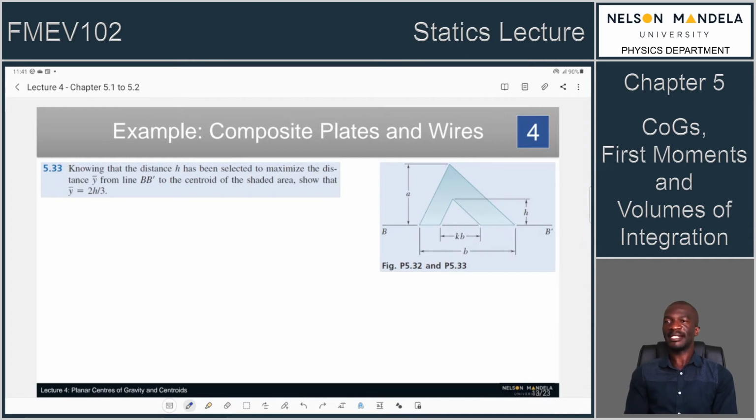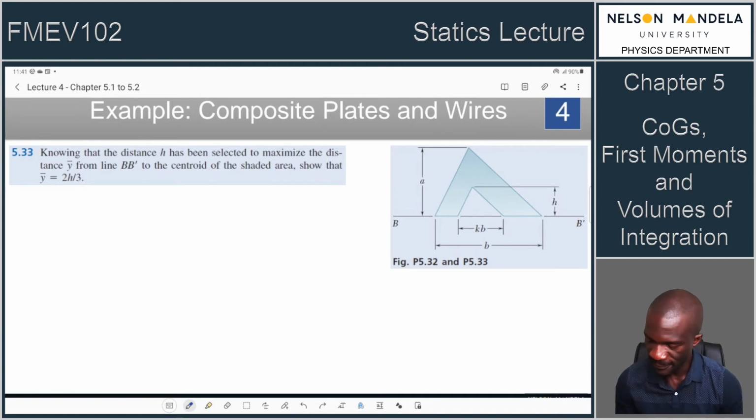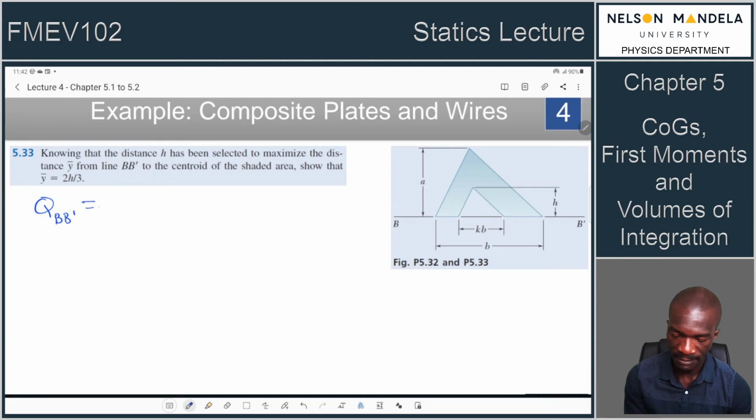Knowing that the distance h has been selected to maximize the distance y bar from the line BB prime, which is the horizontal axis, to the centroid of the shaded area, show that y bar is equal to 2h over 3. So to show that, we are looking for the first moment about the BB prime axis. So this would be Q about the B prime, and in fact, we are using the capital.